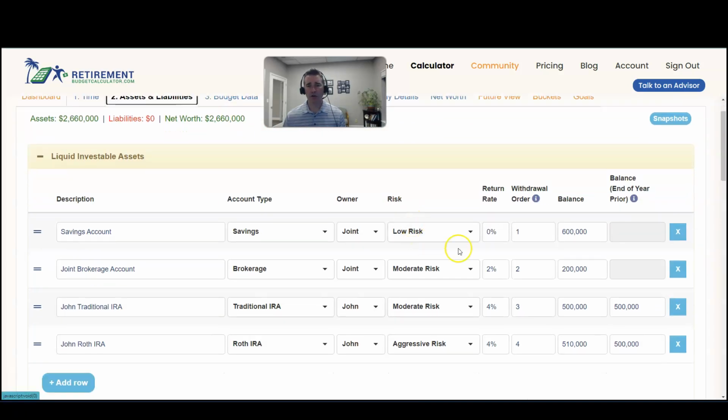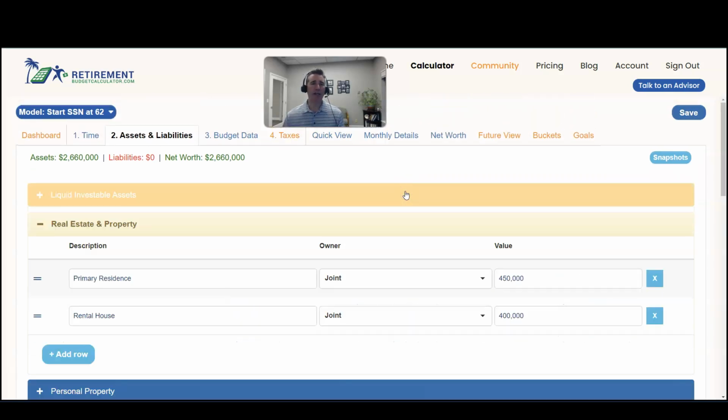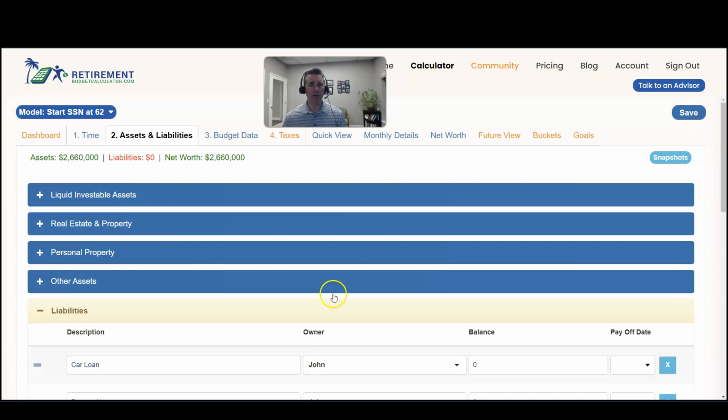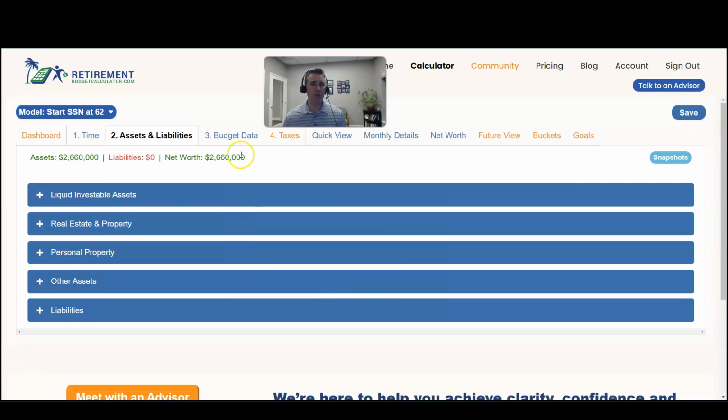One of the other things you can do on the assets and liabilities tab is create a custom rate of return for each of these buckets. So you might say the savings account's getting 0%, the brokerage account's getting 2%, and the IRAs are getting 4%. Now hopefully the returns you get are a lot better than that, but when you're doing planning, I always like to say hope for the best, plan for the worst. So assume low rates of return and modest inflation, and then see how the plan works with those really conservative assumptions. And hopefully the reality would be that every year as you make a transition through retirement, the numbers look better and better and better.